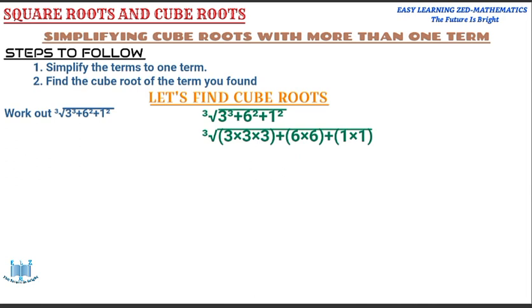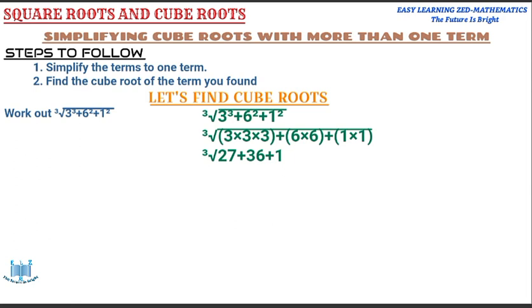Once we have done that, the next thing is to find the product of the numbers inside the brackets. 3 multiplied by 3 multiplied by 3: 3 times 3 is 9, and 9 times 3 gives you 27. So we write 27 inside the cube root. Then 6 times 6 gives us 36, so plus 36. Then 1 times 1 gives us 1. So the products of the numbers in the brackets are 27, 36, and 1.